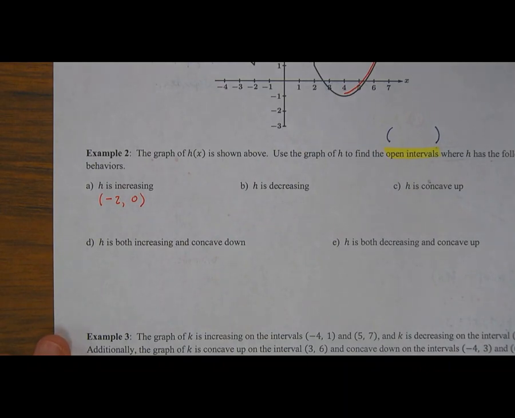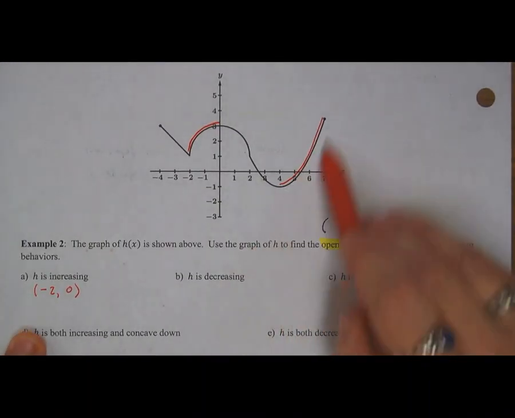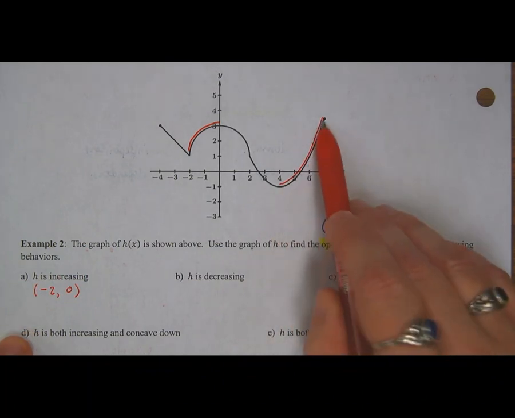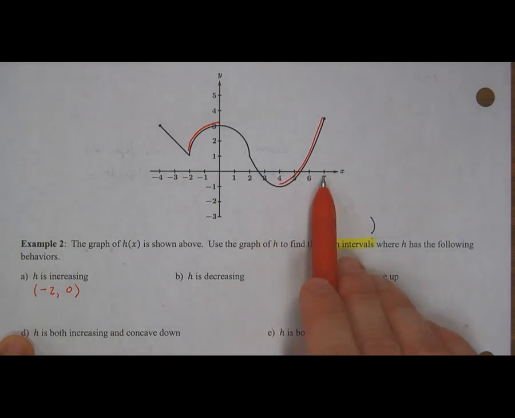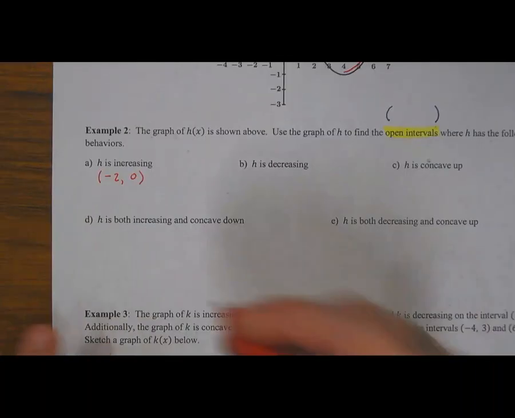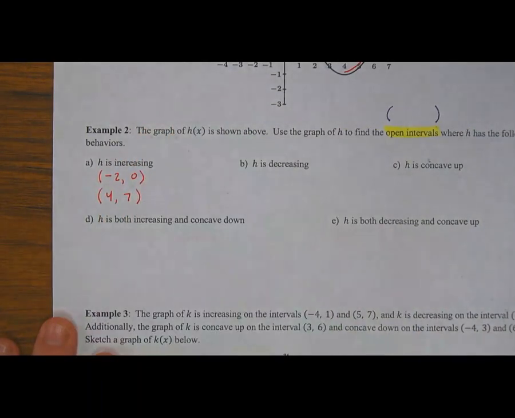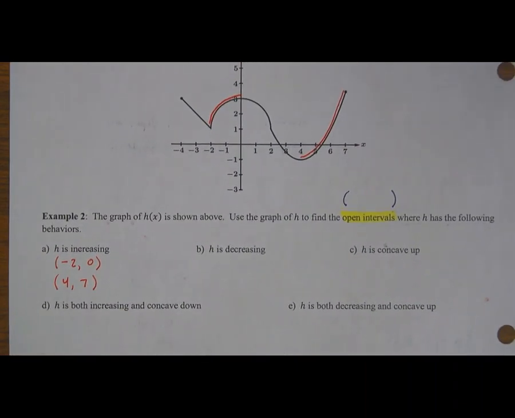Always use parentheses. That's not an ordered pair, that is an interval. So things can be a little tricky. All right, and then over here, I started increasing from 4 all the way up to 7. Look at your x values when you're listing intervals. So you're listing the interval for the input values, 4 all the way up to 7. Those are the two intervals where this graph is increasing.